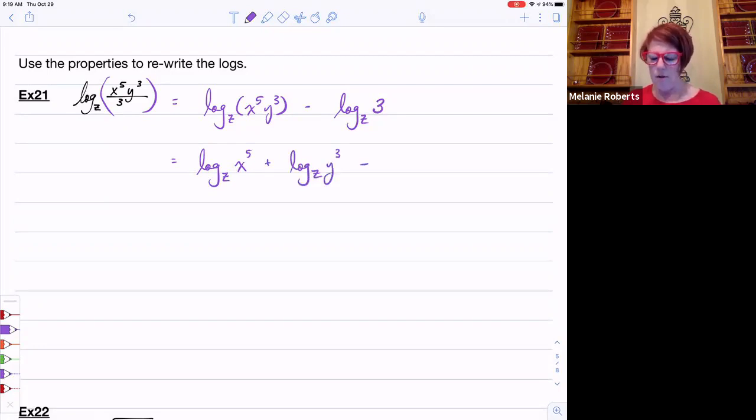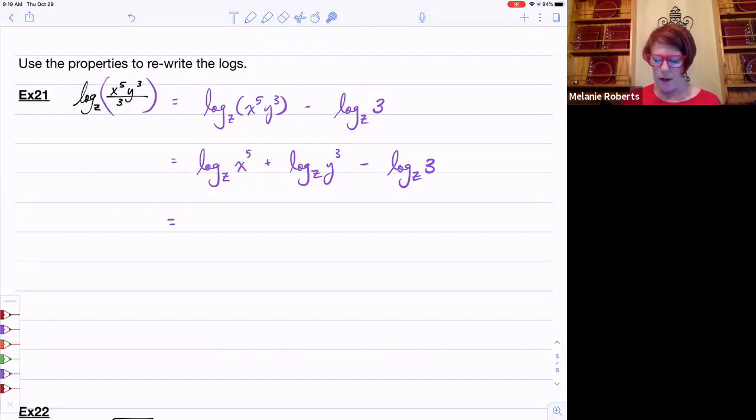Minus, now on this term, I'm not taking the log of a product, and I'm not taking the log of a quotient, and I'm not taking the log of a power. So I know that this one is finished. I'm just going to copy it down. Let's go back to the beginning.